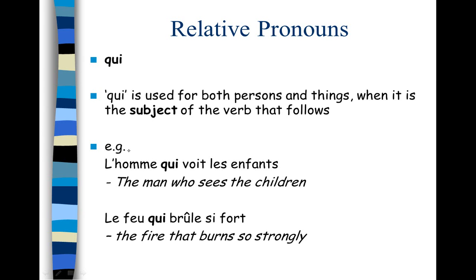Here's another example. That was an example using a person. Here's an example using a thing. Le feu qui brûle si fort. The fire that burns so strongly. The verb is brûle. What is doing the burning? It's the fire. So the fire is the subject of the verb. Therefore, we're going to use qui.